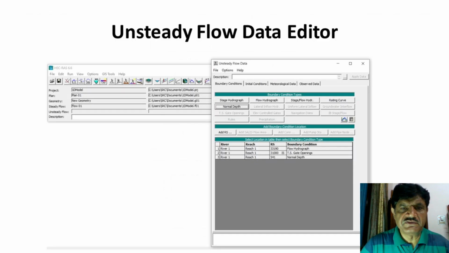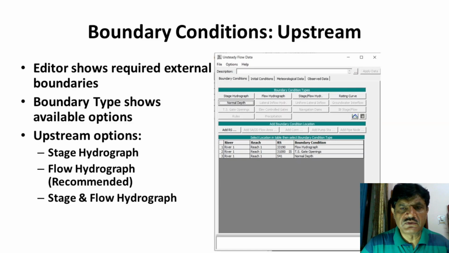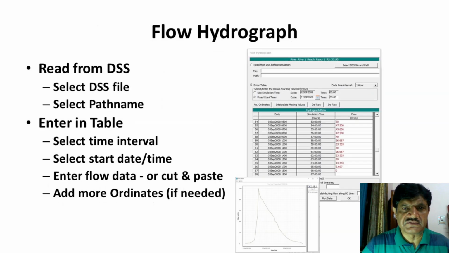HEC-RAS makes life easier by automatically listing all external boundaries. You just click on a location and assign the right condition. Not sure what is allowed? No worries. HEC-RAS grays out the irrelevant options so you don't accidentally assign the wrong one. And yes, you can even add your own internal boundaries to simulate tributaries, rainfall, or gates.